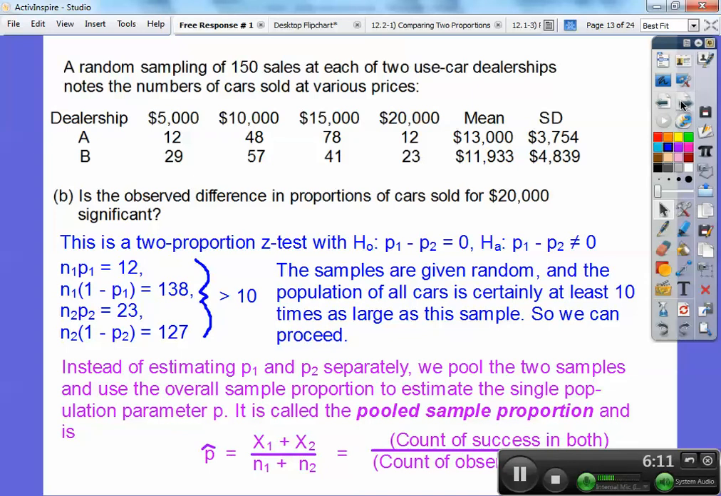Instead of estimating your individual proportions, P1 and P2 separately, you can pool the two samples and use the overall sample proportion to estimate the single population parameter. It's called the pooled sample. If you were in my class, we briefly discussed this and then ran out of time. It's really easy. Your count of successes, we add them together and divide by the total, which is 150 and 150.